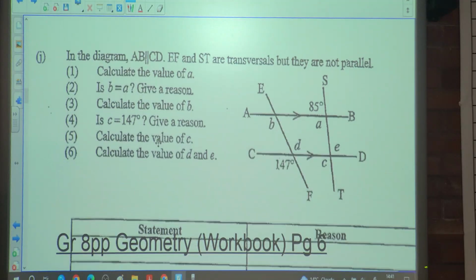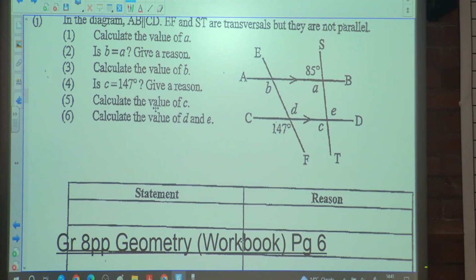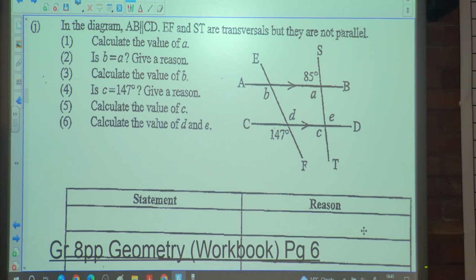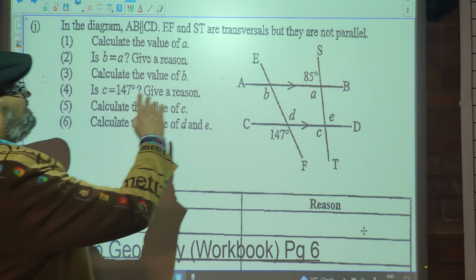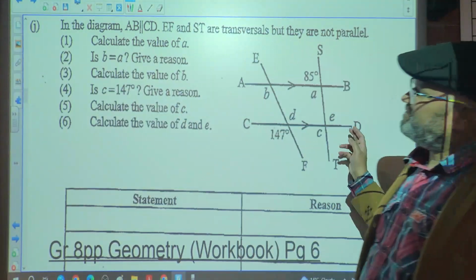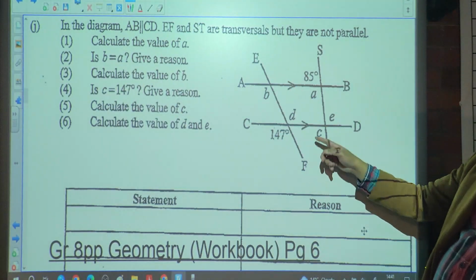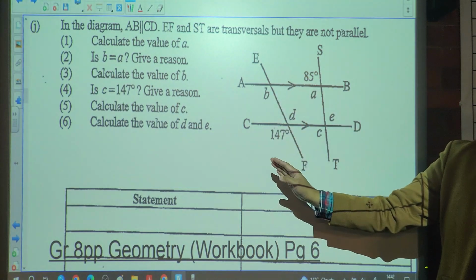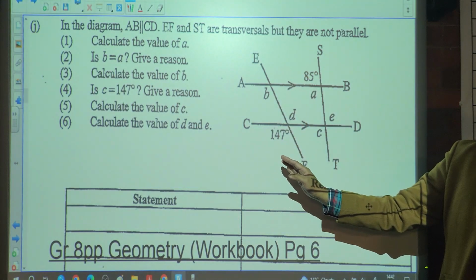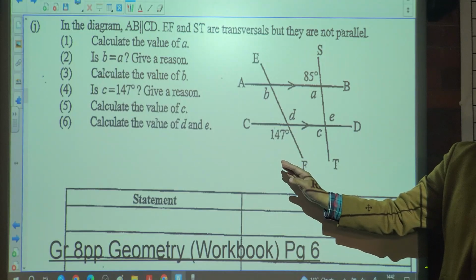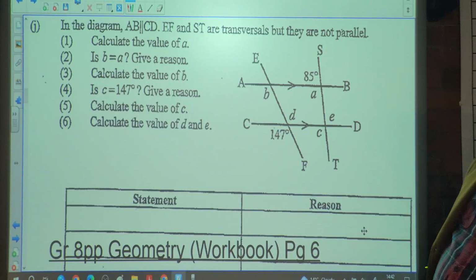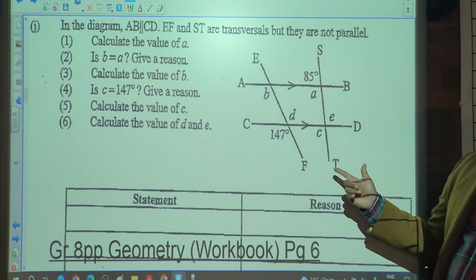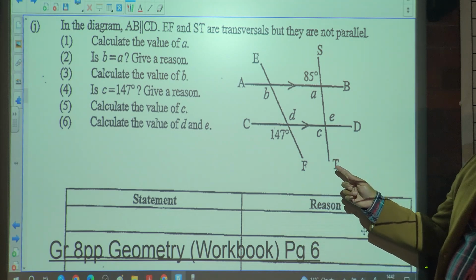Let's look at I, and many of you indicated that you had issues here. In the diagram, we are told that AB is parallel to CD. EF and ST are transversals. Transversals are straight lines, but they are not parallel. Okay?